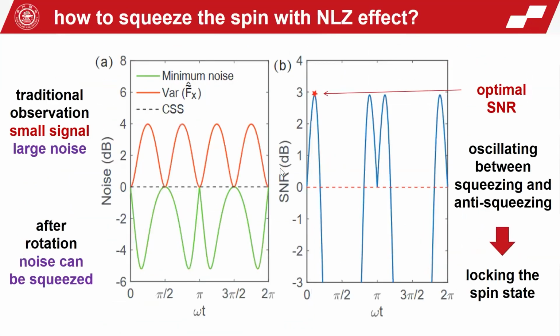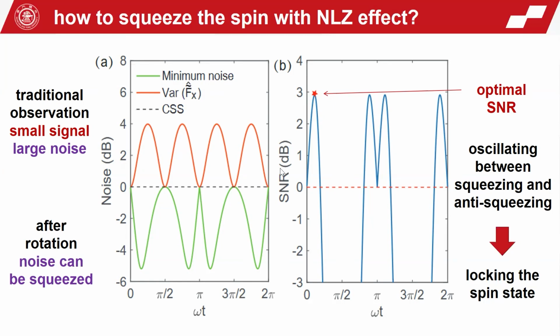But nobody has ever seen the squeezing of the noise with the existence of the NRZ effect. So we wondered why, and we calculated the variance of the traditional observable, like a spin projection along the x direction, and we find it's always anti-squeezed. So maybe that's why people never saw how it can be squeezed. And we also suffer from the decrease of the signal.